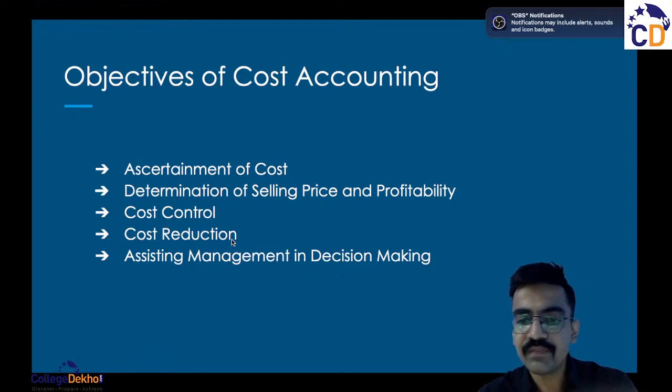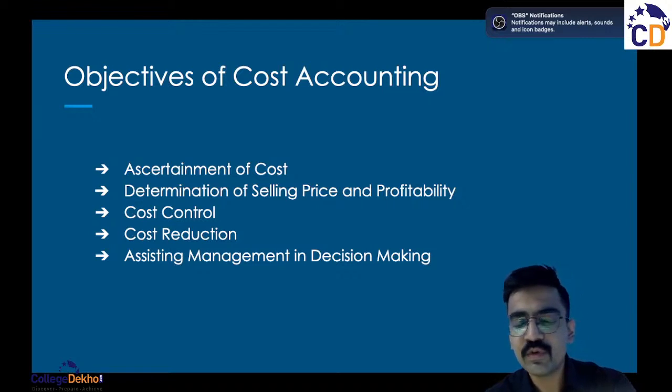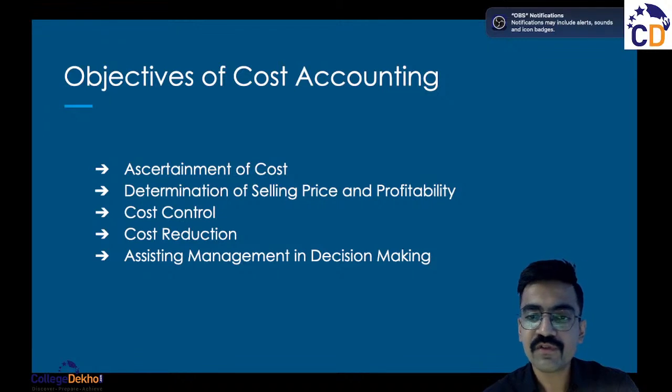And in this cost reduction process, we try to reduce the total cost that is incurred by the company, in terms of the cost of raw materials, or in terms of the cost of services that are being used by the company in the production of its final commodity, or in the production of its final service that is being offered to the public at large. All right.